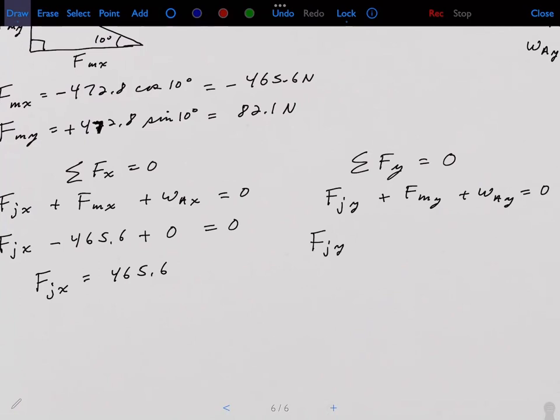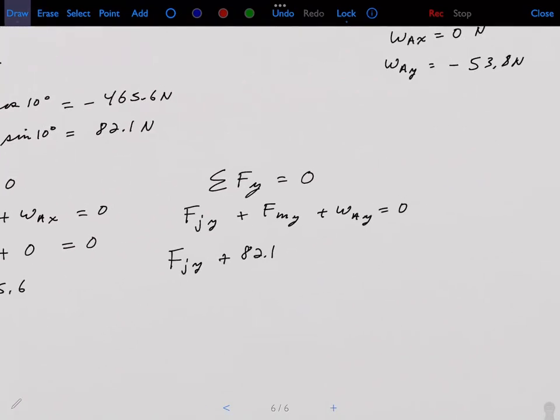Fmy is going to be positive 82.1. Right, we calculated that earlier. Fmy is positive 82.1. And then W was the weight of the arm. Remember, it was all acting downward. That's over here, and it was negative, right? Negative 53.8. So this is minus 53.8 is equal to 0.